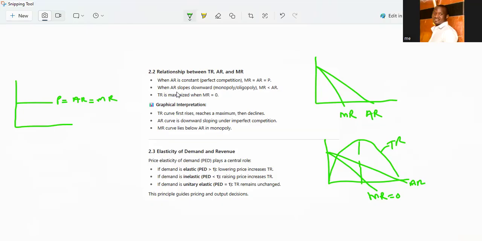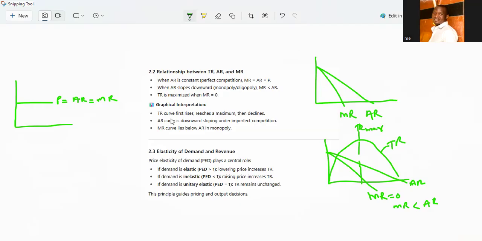So when average revenue is sloping for a monopoly, marginal revenue becomes less than the average revenue. So here, marginal revenue is less than the average revenue. This is in a monopoly. So total revenue is maximized when marginal revenue is equal to 0. So this is where we maximize what? Total revenue. Total revenue is maximized here.